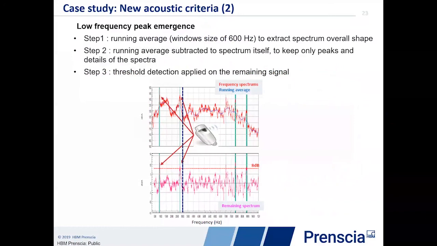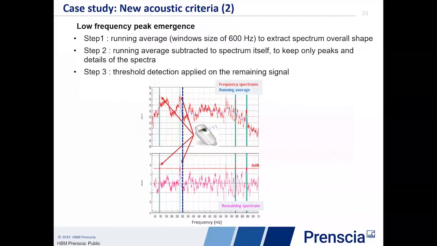So how did they calculate this new criterion? First, they performed a running average with a 600 bandwidth window to extract the spectrum's overall shape. It's a usual running average, but in the frequency domain. Then, very simply, they subtracted that running average from the original spectrum itself. The idea was that doing so, you would keep only the peaks and the details of the spectrum.